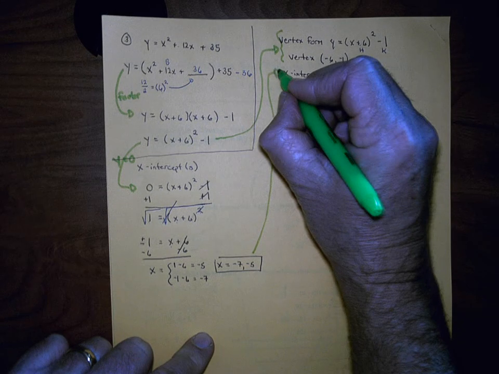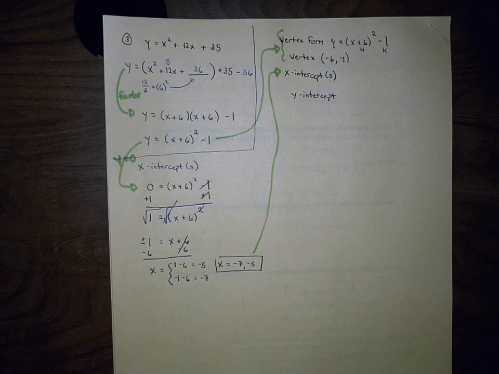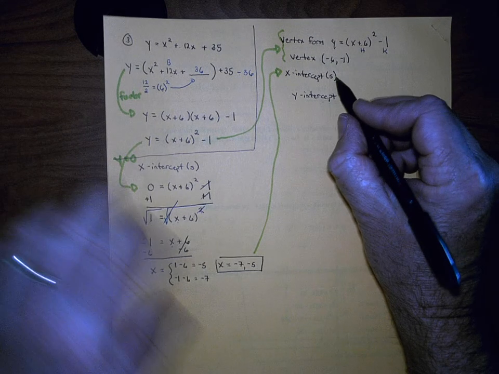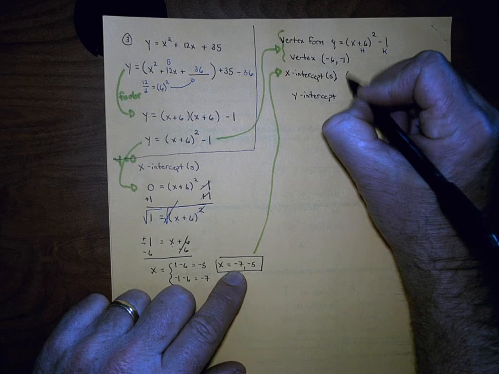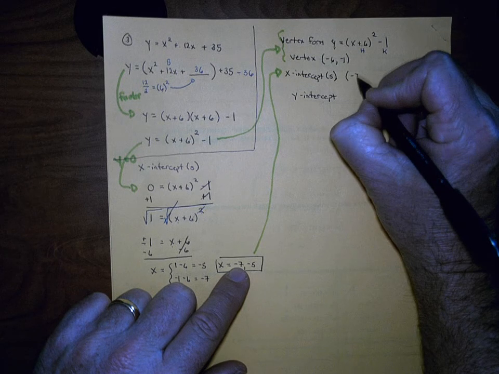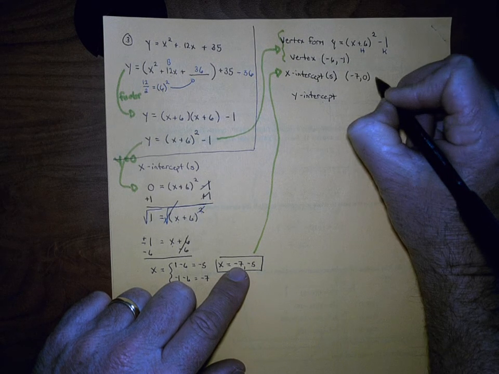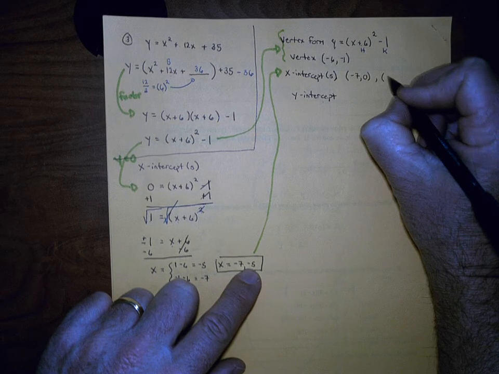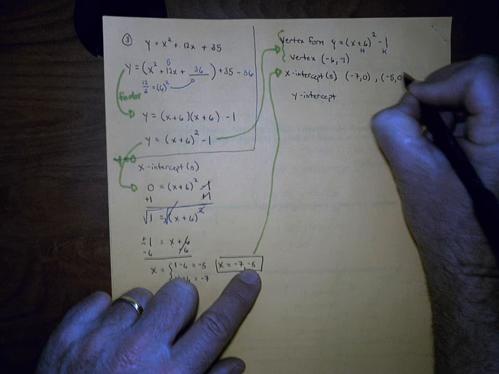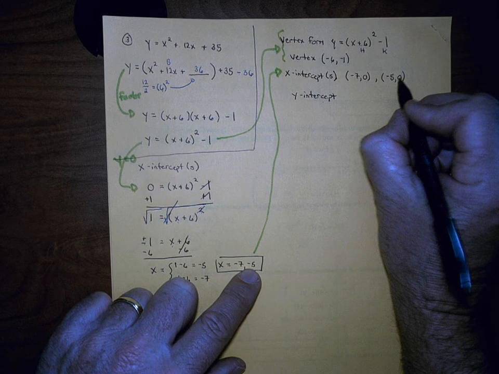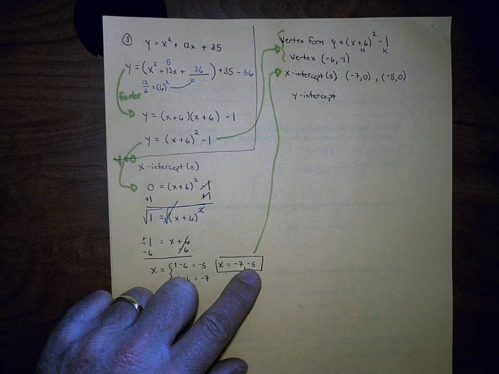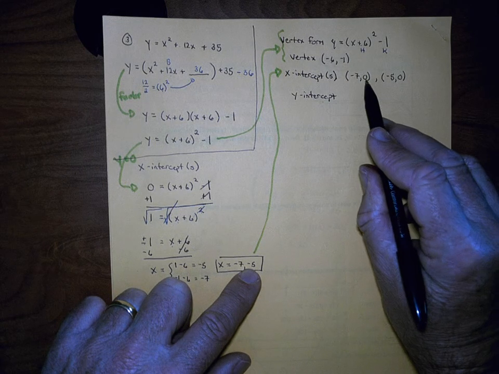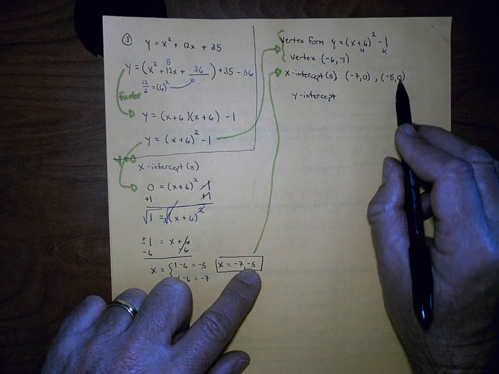Okay, but when you write your x-intercepts, you write them as an ordered pair. So my x-intercepts would be the ordered pair negative 7 comma 0, and my other one would be the ordered pair negative 5 comma 0. And the reason why the y value is 0 for the x-intercepts is that the y value will always be 0 right on the x-axis of a graph.